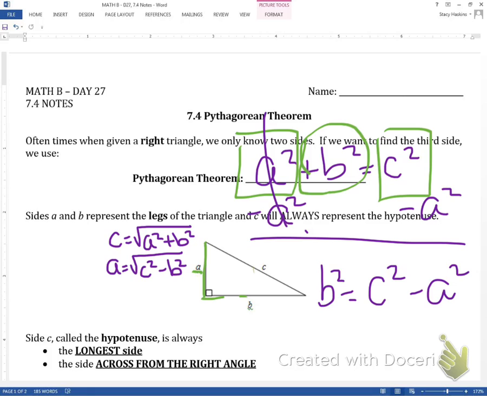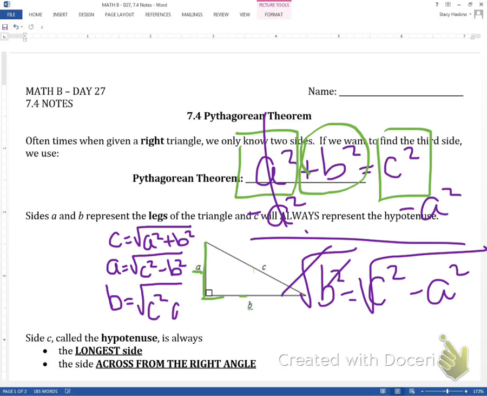Do you see where this is going yet? So the next step, to get rid of that exponent of 2 on the B, you'd have to take the square root of both sides so that the root can cancel out the exponent. You're then left with B is equal to the square root of C squared minus A squared.